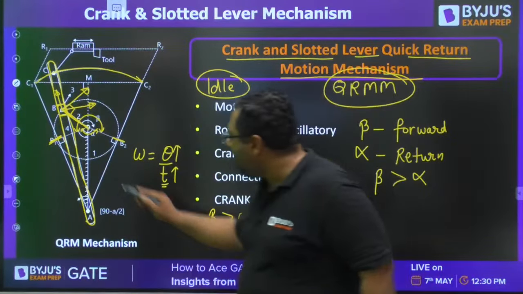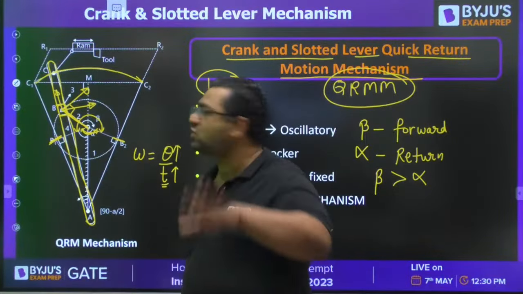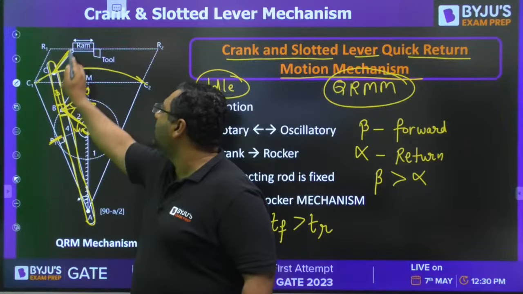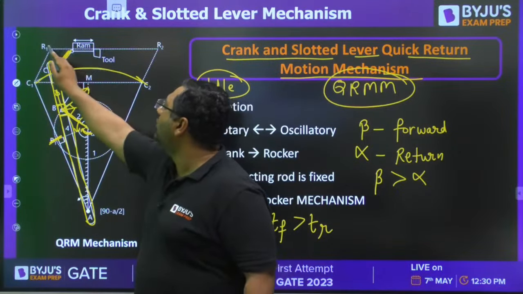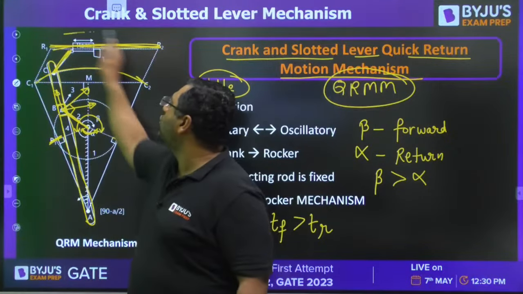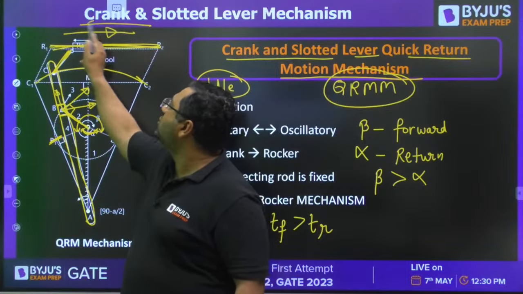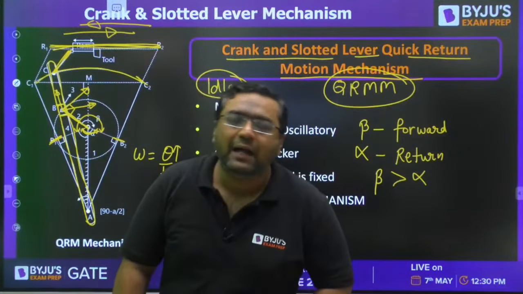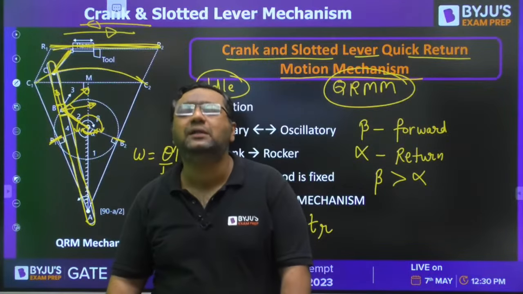So when this alpha angle will be rotated in that much time, it has to come back. And then you are extending it to the tool, and this tool will be reciprocating R1 to R2, R2 to R1. So forward stroke will be slower and return stroke will be faster. This is how the mechanism is working, and this is how the machine will be copying this mechanism.